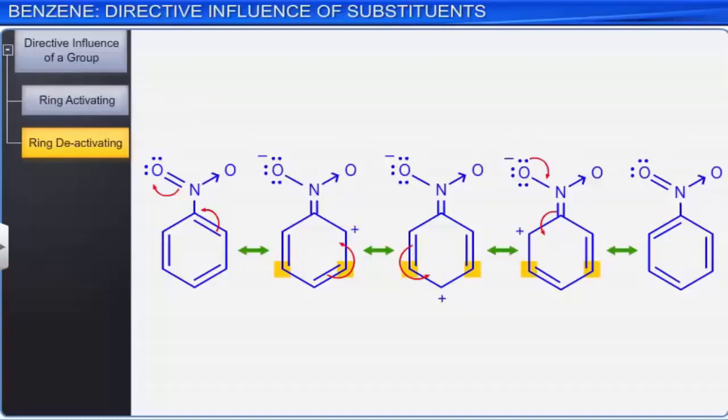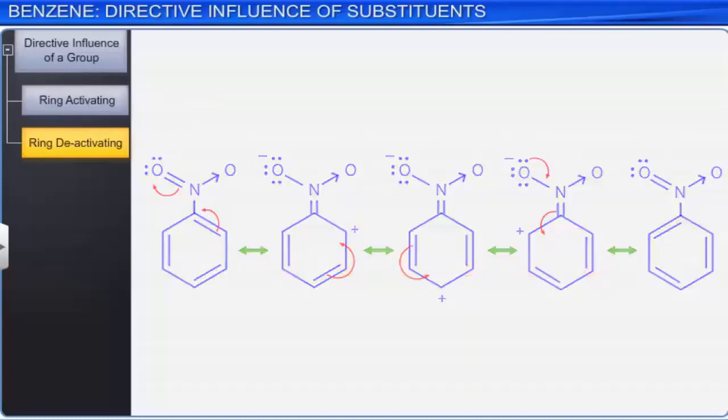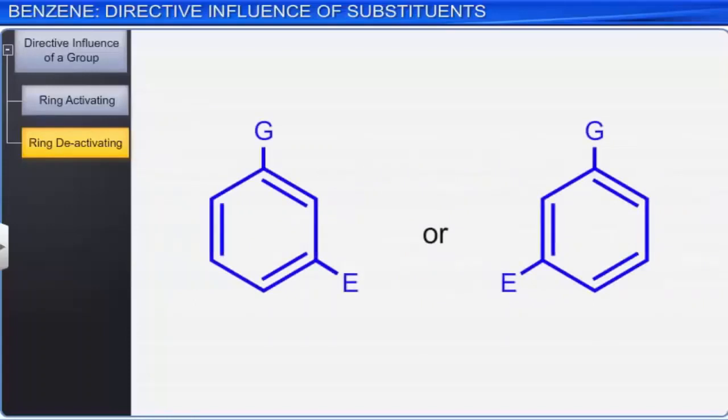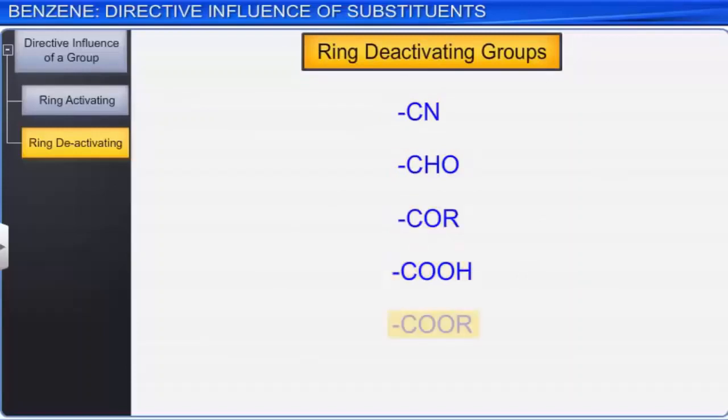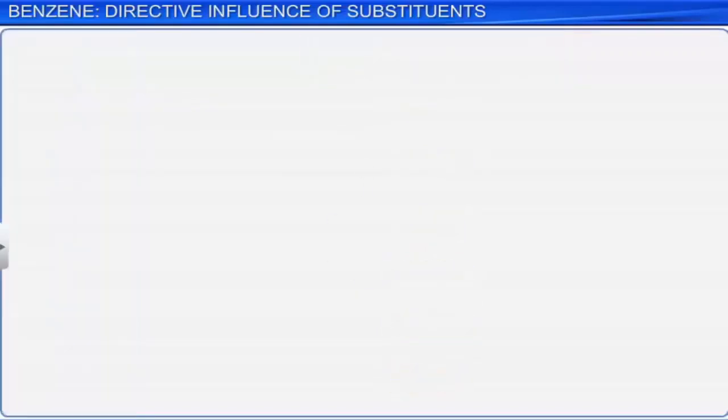Thus, ring deactivating groups are said to form meta-substituted compounds. Other ring deactivating groups include CN, CHO, COR, COOH, COOR, and SO3H. Thus, we see that the type of group present on the benzene ring influences further substitution reactions in it.